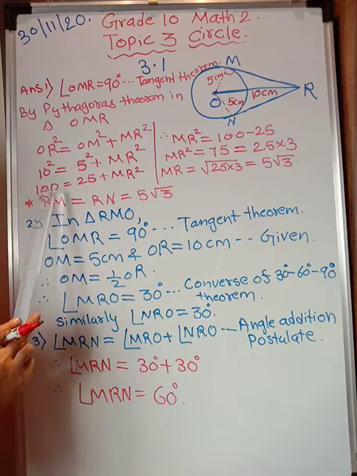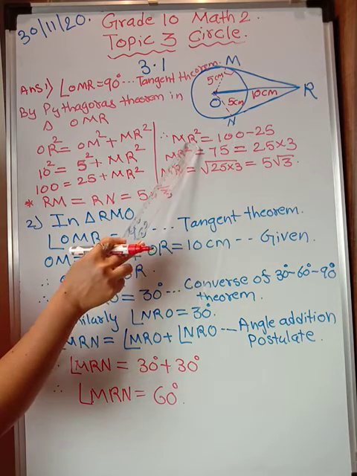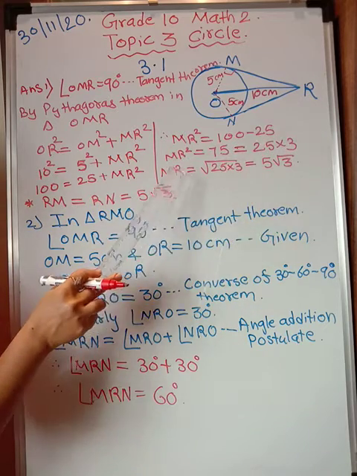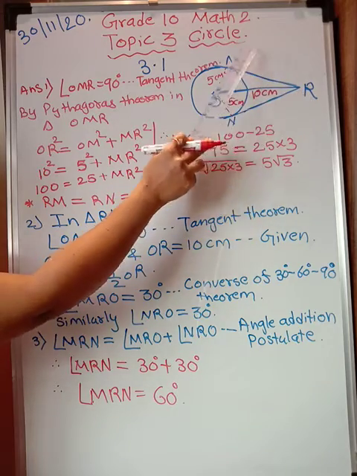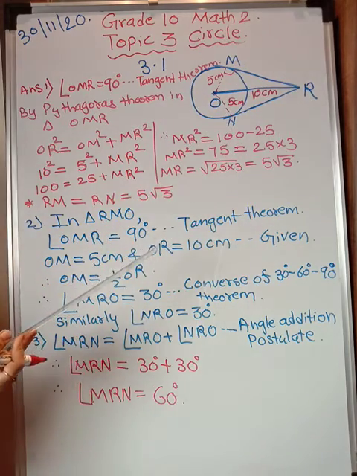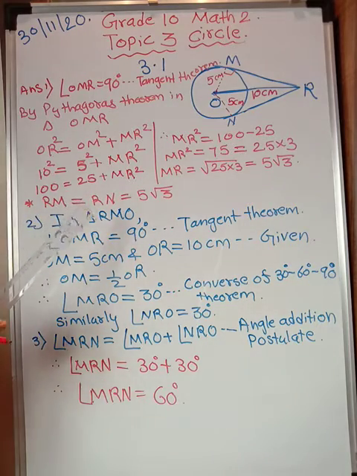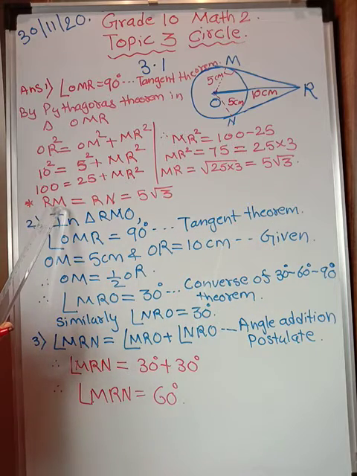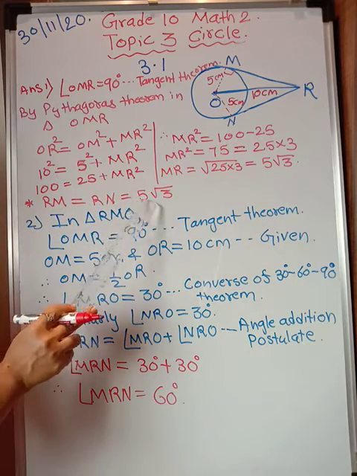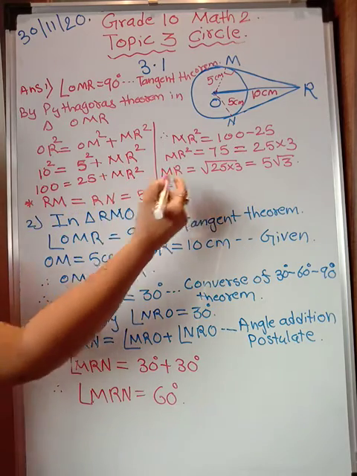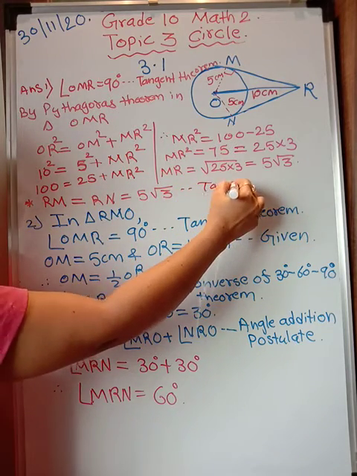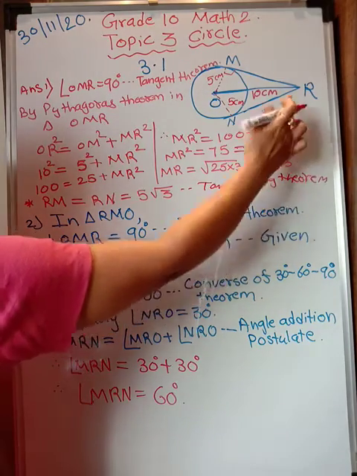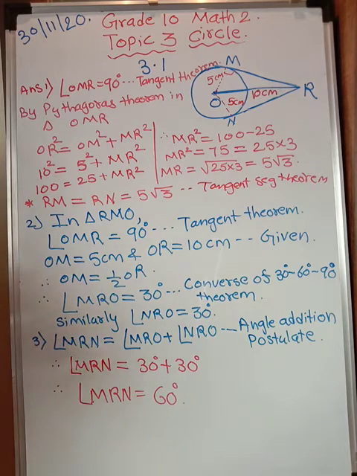If you solve this, we get 100 minus 25, which is equal to MR square. So what is MR square? 75, which is 25 into 3. So what is MR, which is equal to the tangent. MR and RN, both are tangents, no? And they are congruent as per the tangent segment theorem. So we have MR is equal to root of 25 is 5, so 5 root 3. So I have written here MR is equal to NR is equal to 5 root 3. Why are both equal? It is according to the tangent segment theorem, that tangents drawn from an external point to the circle are congruent.